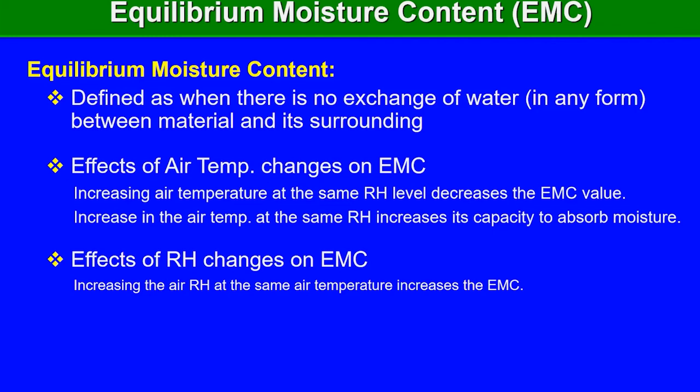For example, here at a relative humidity of 90%, and the temperature of 65 degrees, the equilibrium moisture content would be 20.1. But if you increase the temperature, the equilibrium moisture content would reduce.